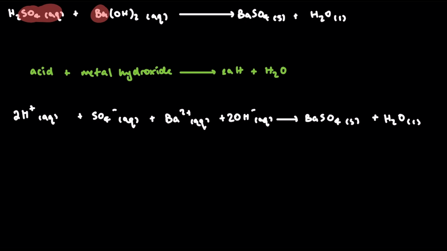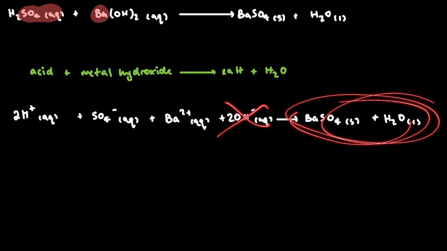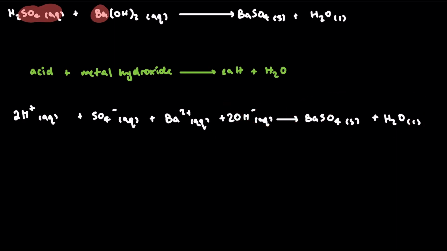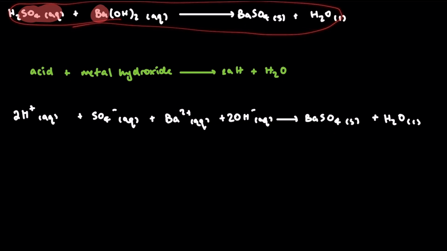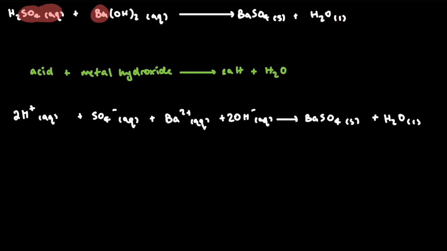Now, in this example, you can see that we've split up all our ions. However, we have been unable to cancel out any of these ions with the ions on the opposite side because there are no spectator ions. If you're in a situation where there are no spectator ions, what that simply means is the original molecular equation is also the ionic equation. So our ionic equation is simply what we had before.